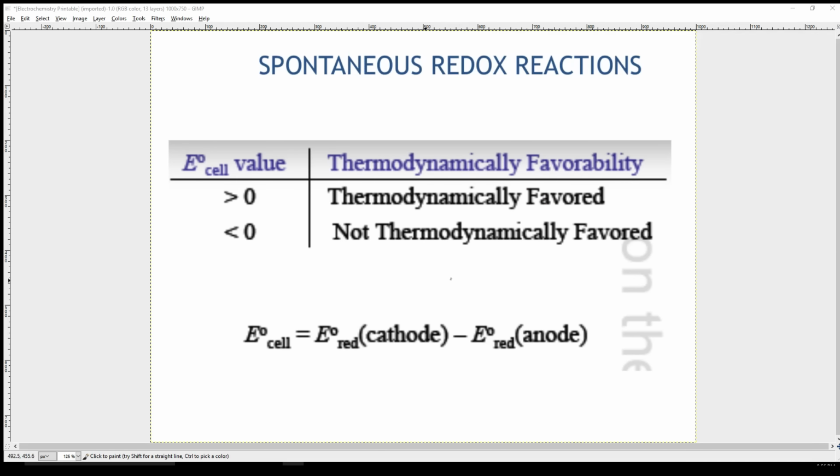So again, just a quick review. If your standard cell potential value is positive, it is thermodynamically favored. It will happen in that direction. If it is negative, then it's not thermodynamically favored. It won't happen all on its own. You have to do work or add energy or something to make it happen. And the equation that you need to be able to use is right here. It's the reduction potential of the cathode minus the reduction potential of the anode.